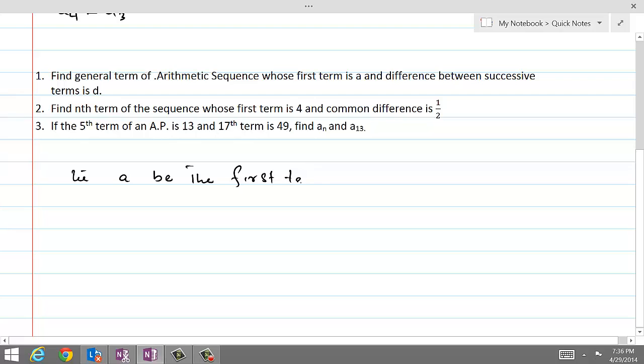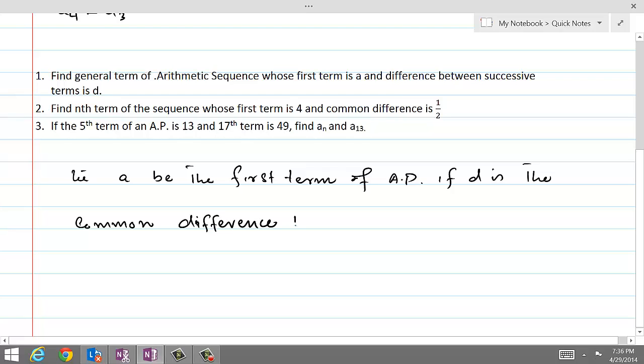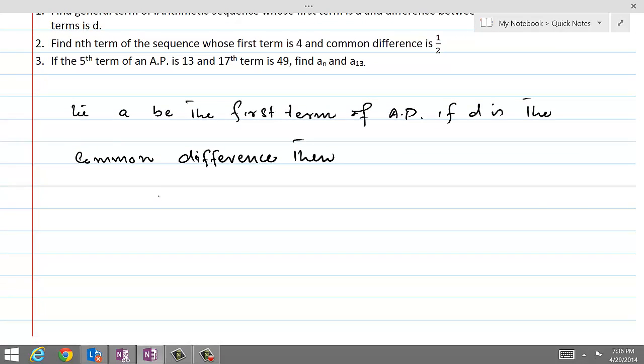Let A be the first term of the arithmetic progression, AP. If D is the common difference, then what would be the first term? The first term is given as A. We call it A1. So A1 denotes the first term, and it is given that it is equal to A.